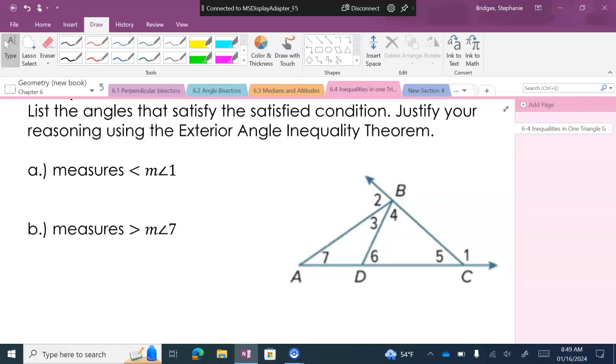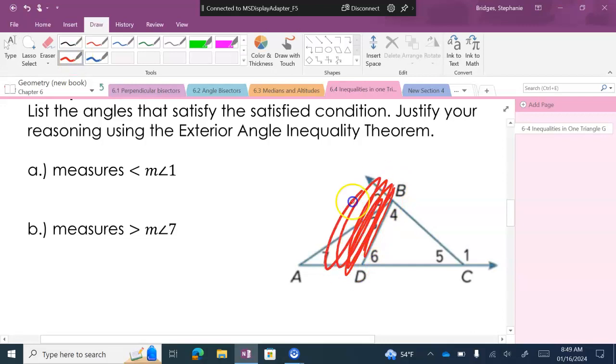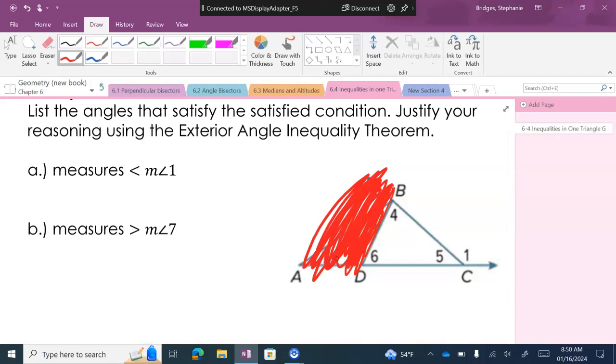Let me do something for you real quick. I want to cover this up right now because there are actually two different triangles here. Looking at that, now that I have that covered up, which two angles that I didn't cover have to be smaller than 1? 4 and 6. Yes, those are my two remote interior angles. So angle 4 and angle 6.